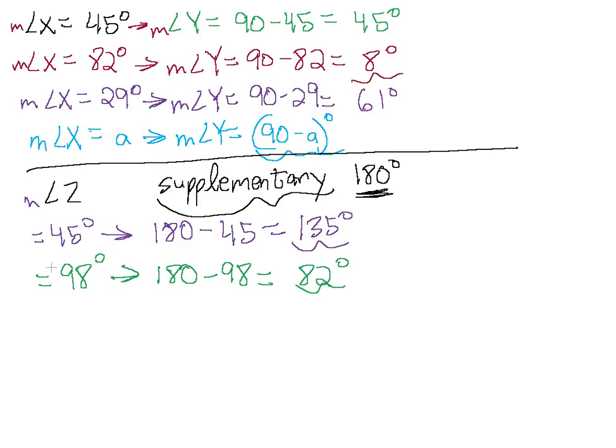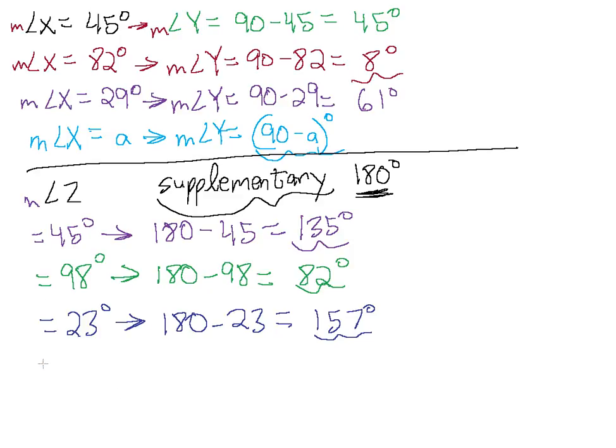Let's say the measure of angle Z is 23 degrees. We want to find the measure of the angle supplementary to angle Z. So all we do is subtract 23 from 180, and that's just going to give us 157 degrees. That's the measure of the angle that's supplementary to angle Z. Let's take a look at one more.